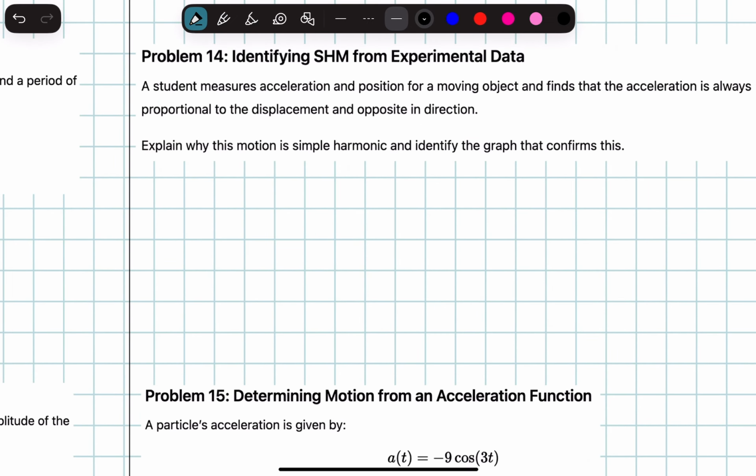A student measures acceleration and position from a moving object and finds the acceleration is always proportional to the displacement and opposite in direction. Explain why this motion is simple harmonic motion and identify the graph that confirms this. Simple harmonic motion is a is equal to negative omega squared x. And then the graph is acceleration versus position.